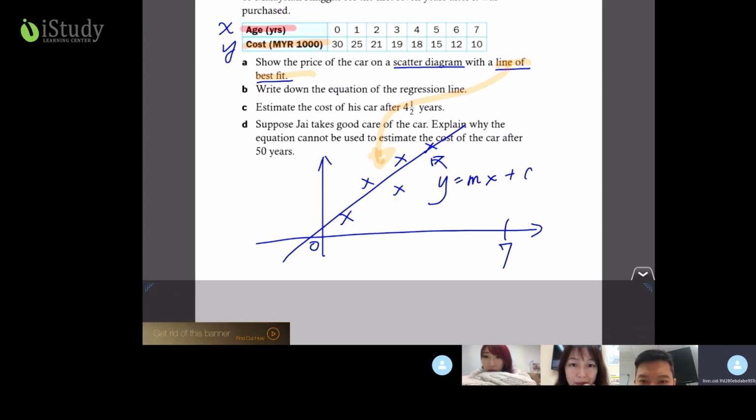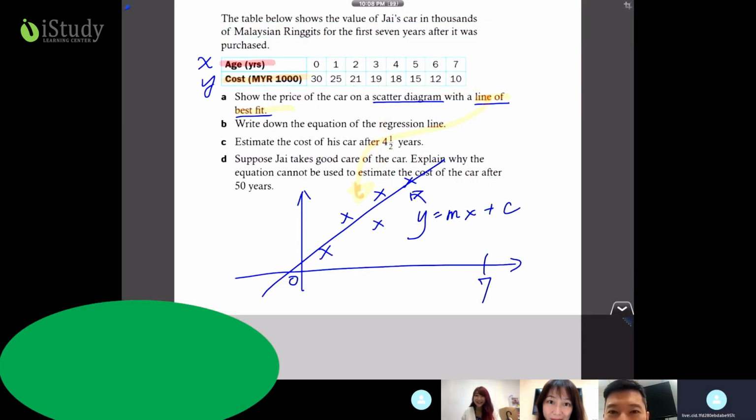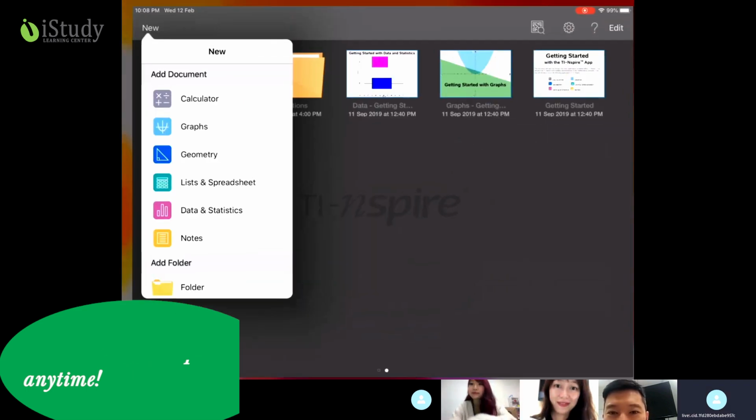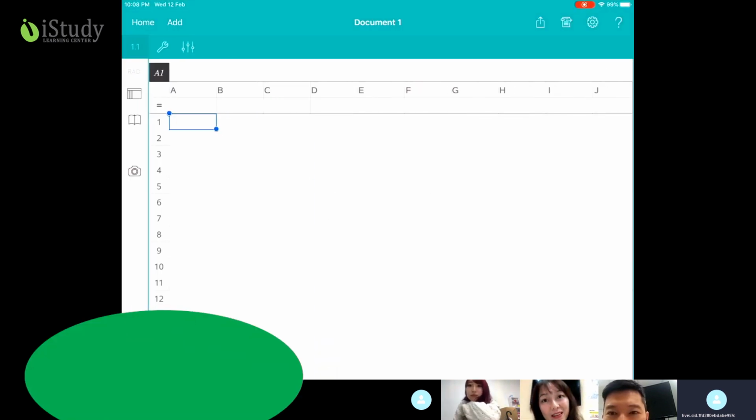And for the m and c, we can try to do it by hand. How can I use the calculator to get the answer? Okay, so now we can swap to the calculator. And we need to use the Excel to show the answer.